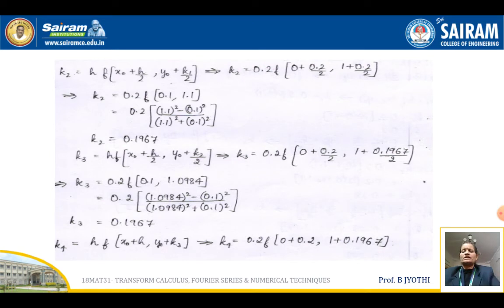Next, let us compute what is k2 value. So it is h into f(x₀ + h/2, y₀ + k1/2). By substituting the given values, we are getting 0.1 and 1.1. So (y² - x²)/(y² + x²). On simplification, we are getting k2 as 0.1967. And similarly, k3 is computed by using the formula h into f(x₀ + h/2, y₀ + k2/2).